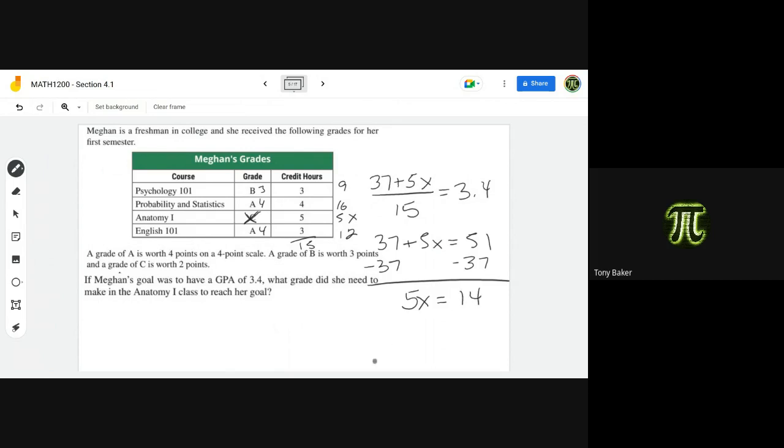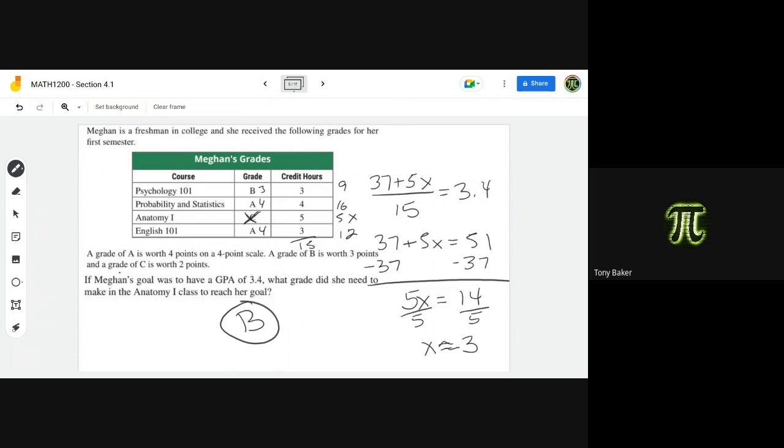14. And then we can divide by 5. So X is approximately 3. So she needs a B. Maybe you want to round down. But if I rounded down and said you got a C, is she going to get the 3.4? Right. So in this case, you'd want to round up. Or actually, in this case, it's approximately 3. They were only doing whole numbers, so this one you could get like a B minus or anything else in it.